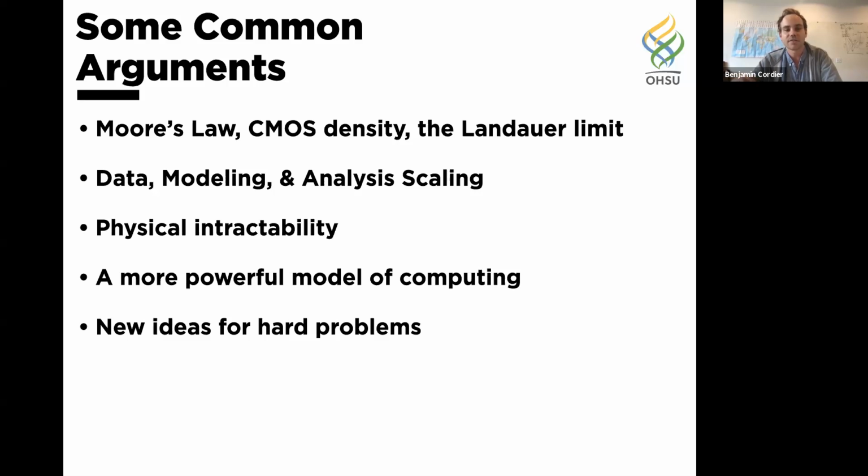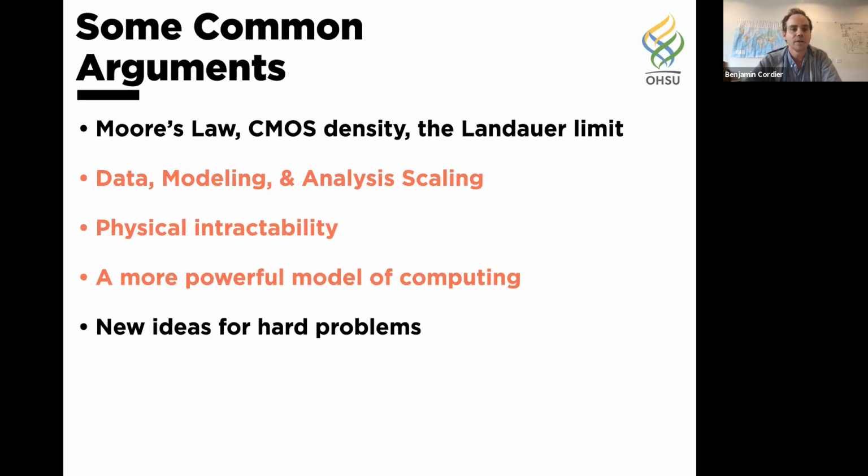And then there's the other notion, maybe the original one, which comes from the intractability of simulating physical systems, and how quantum simulation may be able to do it polynomially rather than exponentially, which is what we see in the classical regime. Then there's the more powerful model of computing argument. And then there's this other idea where we have a set of tools and ideas from quantum information and computational complexity, and how can we use these to start looking at hard problems in a different way. I'll talk about these three in a little more detail.